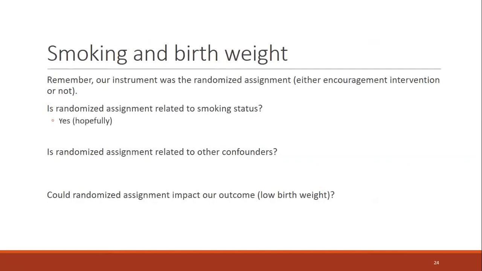Is it related to other confounders? Again, remember, this is just a randomized process. Ideally, women are either randomly selected to go into the encouragement program or randomly selected to go into the control group. If randomization works, we expect reasonable balance, both measured and unmeasured. So we assume that if randomization was done correctly, the balance should be there.